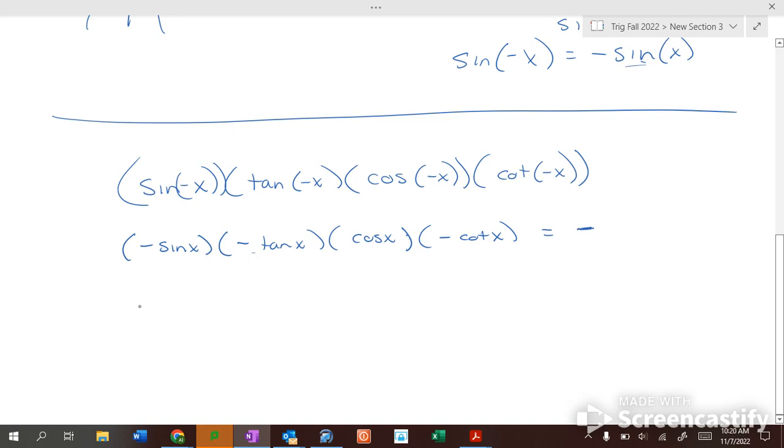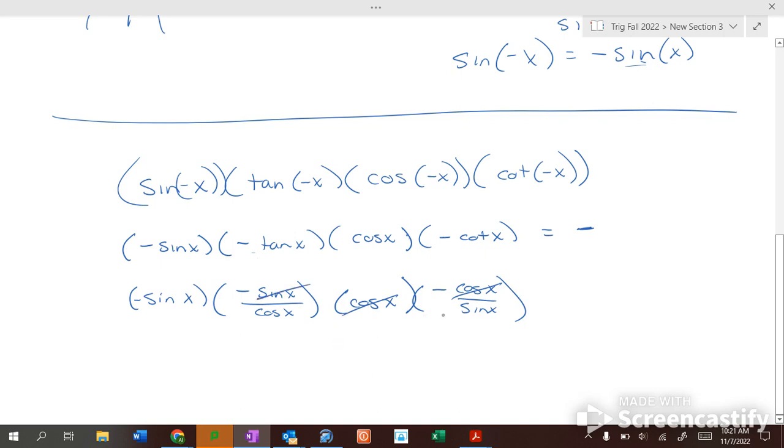Now, tangent. I can turn that into negative sine of x over cosine of x, correct? Cosine of x I'll leave. And cotangent of x I'll turn into negative cosine of x over sine of x. So what happens here is the cosine and the cosine cancel. The sine and the sine cancel.